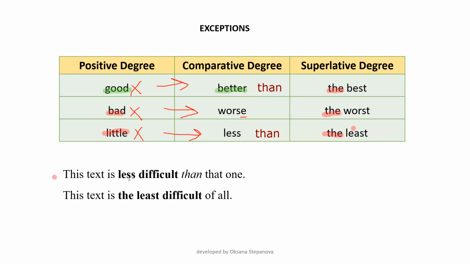Examples. This text is less difficult than that one. So we compare two texts and we say this one is less difficult than that one, okay? So we compare two things. Comparative degree, less. The least, superlative degree. This text is the least difficult of all. We don't compare with another object. We just say that something is standing out of all, right?